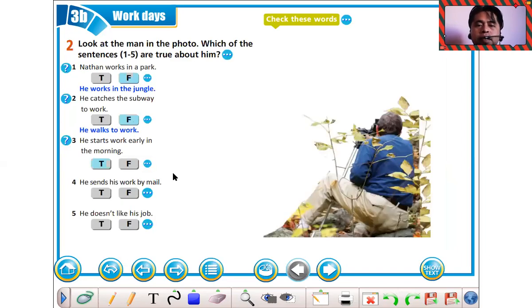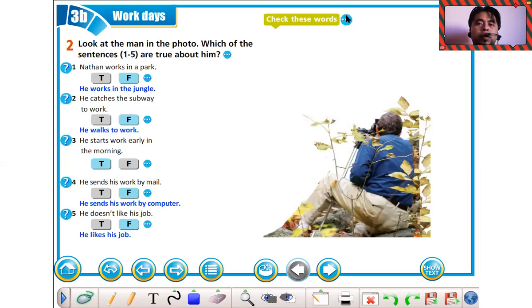Then 4, he sends his work by mail. Okay, if you remember, he said he sends his work by computer. Okay, false again. And then, he doesn't like his job. That's completely false. In fact, he says he really likes his work. Oops. I had to say false. Yeah, my mistake. I had to say false in order to say that he likes his job. Okay. And this way we can practice.